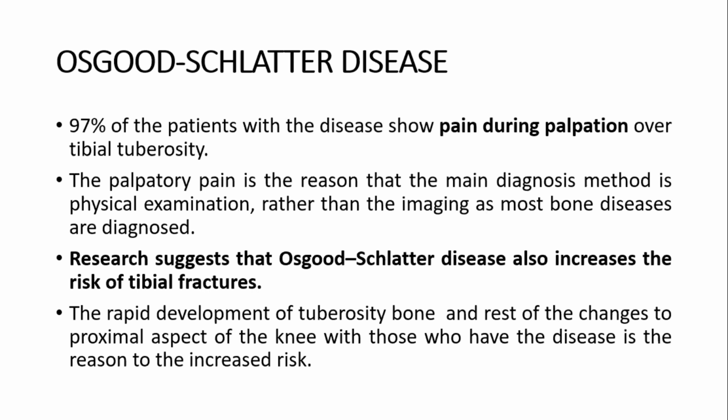90% of the patients with the disease show pain during palpation over the tibial tuberosity. The palpatory pain is the reason that the main diagnosis method is physical examination rather than imaging, as most bone diseases are diagnosed. Research suggests that Osgood-Schlatter disease also increases the risk of tibial fractures. The rapid development of the tuberosity bone and the rest of the changes to the proximal aspect of the knee in those who have the disease is the reason for that increased risk.